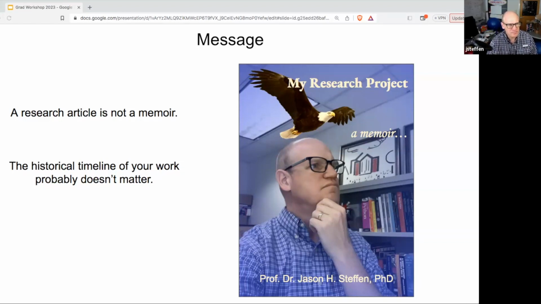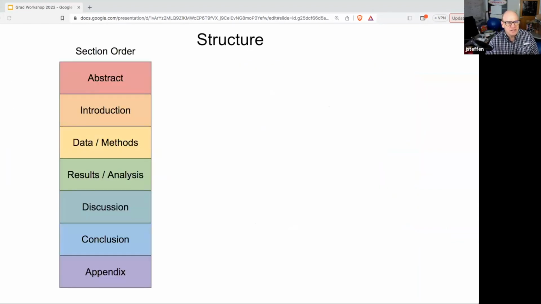Okay, so in my discipline, almost all the papers that I've written over the last 20 years or so have had a structure where it's basically just an abstract and introduction, the data or methods section, the results and analysis section, and then a discussion section and a conclusion section. These are not the same thing. They have different reasons for having them. And with an appendix sometimes at the end.